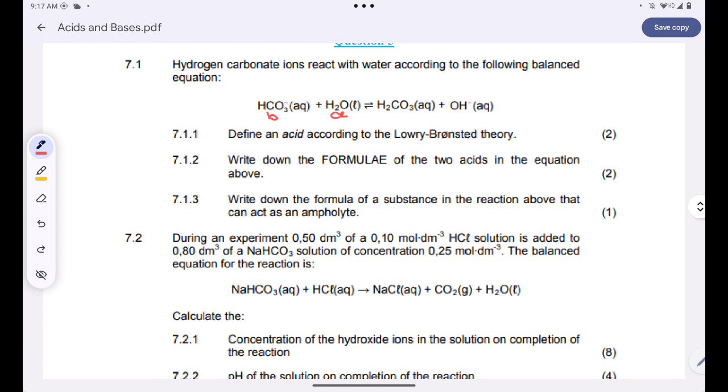Now let's focus on the reverse reaction. H2CO3 will become HCO3 minus by giving away a proton, which simply means that H2CO3 is an acid because it donated a proton. And then the OH minus will become H2O by accepting a proton. So this one is a base. So the two acids in the above reaction are H2O and the carbonic acid.